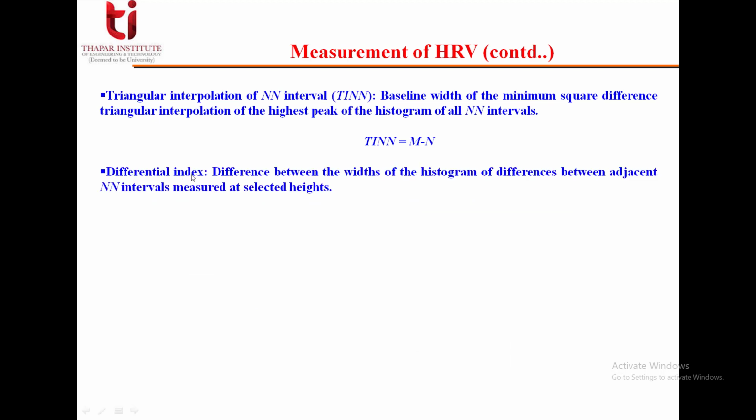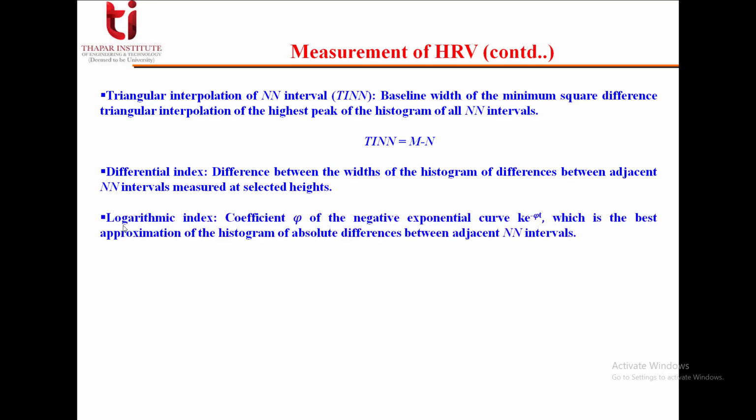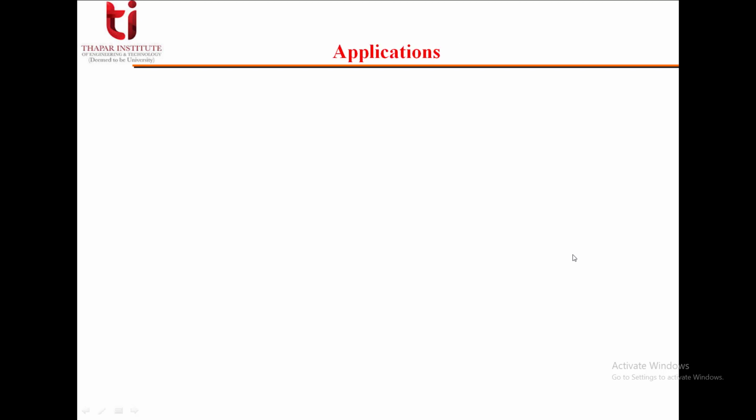Then we have differential index. Difference between the widths of the histogram of differences between adjacent NN intervals measured at selected heights. We have another parameter, that is logarithmic index. So coefficient phi of the negative exponential curve, it is given as k e raised to power minus phi t, which is the best approximation of the histogram of absolute differences between adjacent NN intervals.